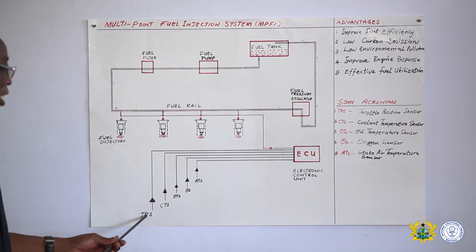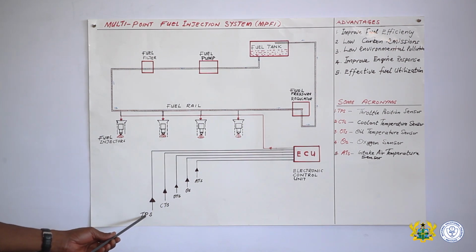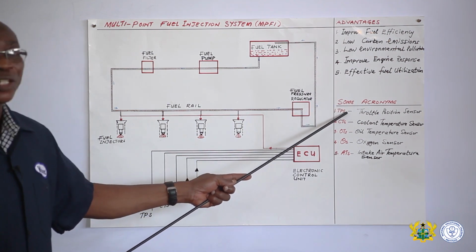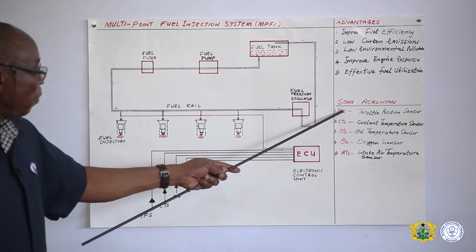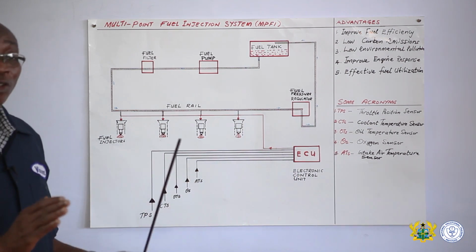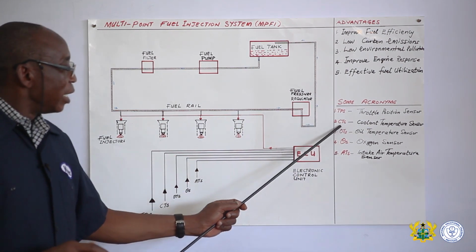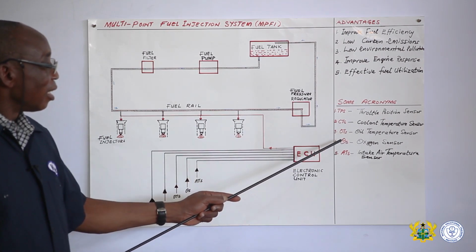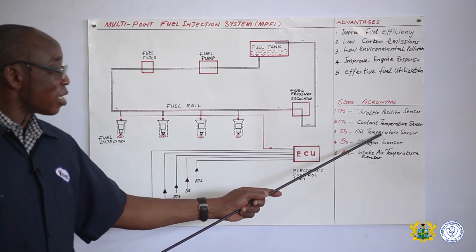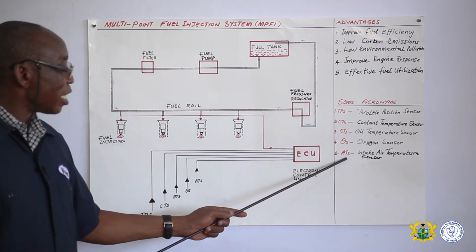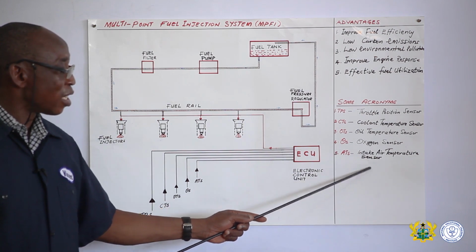I did mention that there are various sensors in the system. Here in this particular system, there are some small acronyms you need to know. TPS simply means throttle position sensor. It will determine the throttle position of your engine. Then the CTS indicates coolant temperature sensor. The OTS is the oil temperature sensor in the system. OS is the oxygen sensor. And then the ATS is the intake air temperature sensor.